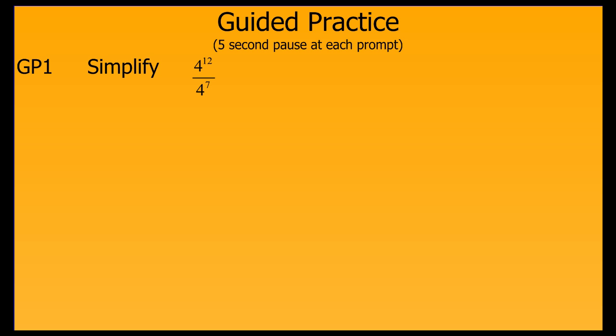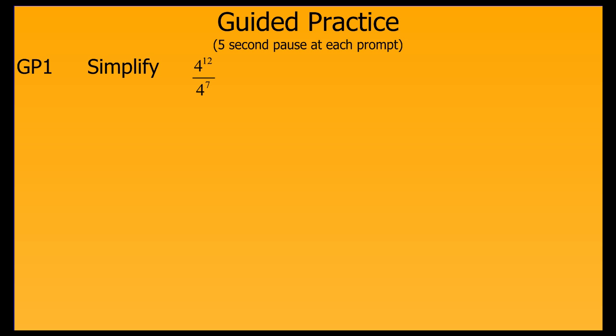Now for our guided practice section. We're going to work through some problems together. You do not need to write down these problems. Just step through them with me. At each step, I'm going to prompt you with a question you should be asking yourself. Then I'll pause for about 5 seconds for you to think about it and answer for yourself. Then I'll show you. So for this problem, our first question is, what are you trying to do here?